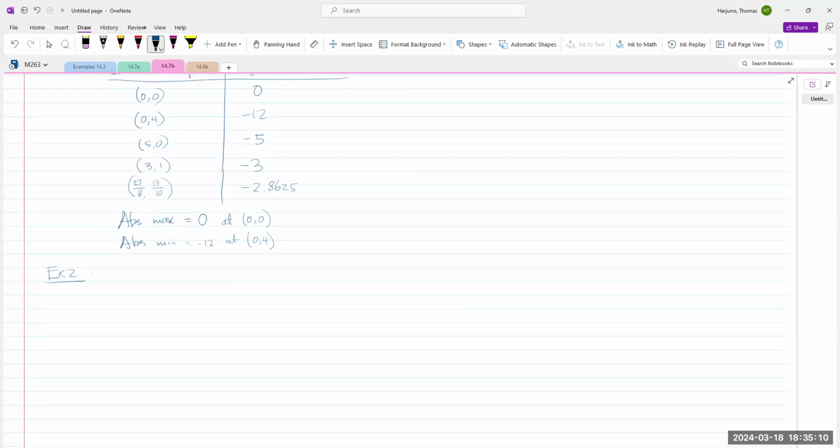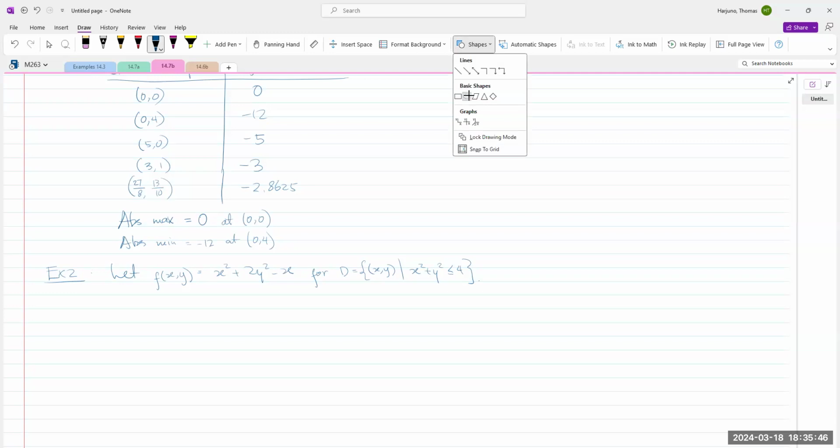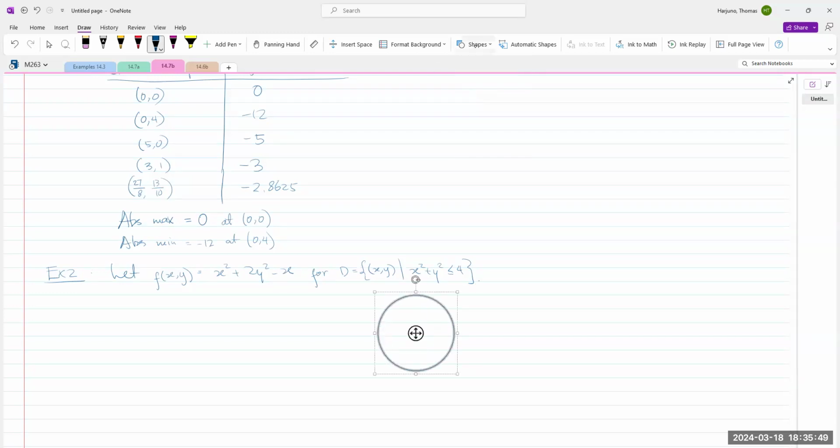Example 2. Let f(x, y) equals x squared plus 2y squared minus x, for D be all the coordinates where x squared plus y squared is less than or equal to 4. So this is a disk with radius 2. Approximately like this.